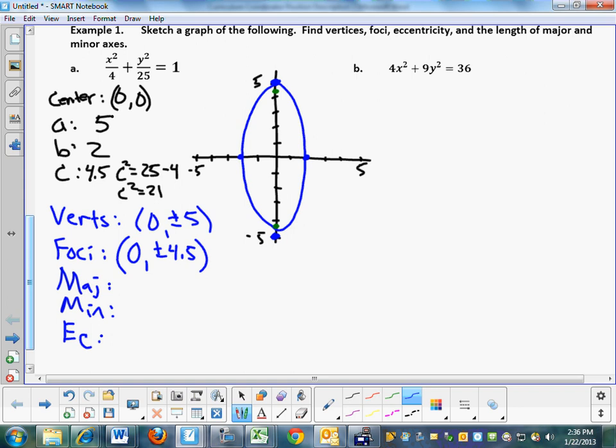The major axis is the longest distance here: 10. Shortest? 4. In order to find eccentricity, I take C divided by A. C is 4.5. A is 5. Divide that, and you get approximately 0.9. So this thing's pretty stretched out.